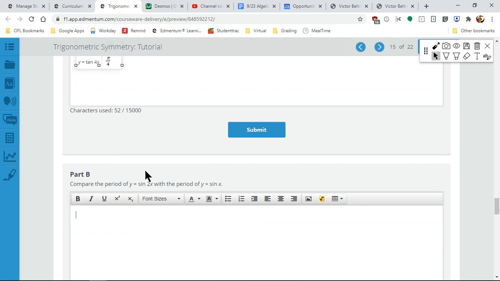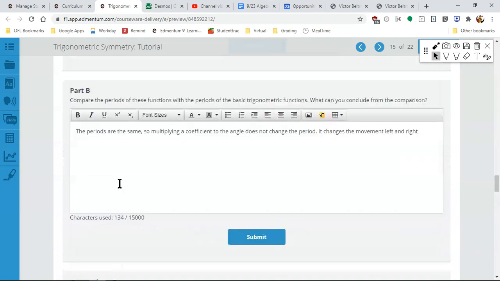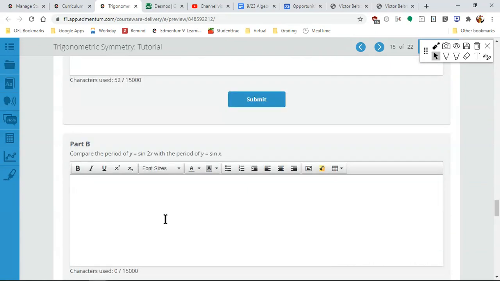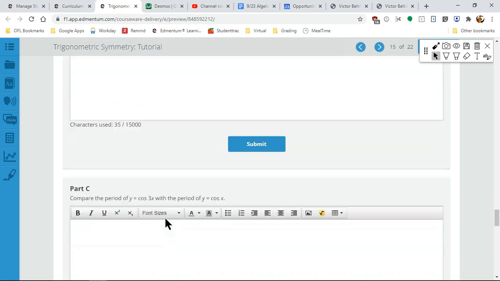All right, and now we're going to compare those. So you can tell something was supposed to happen because this one said compare all functions. Compare this function. The period of, I'm just going to say sine 2x. There's no point in saying y. Sine 2x is half of sine x. That's all they had asked us to say.